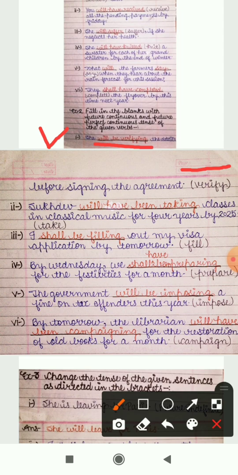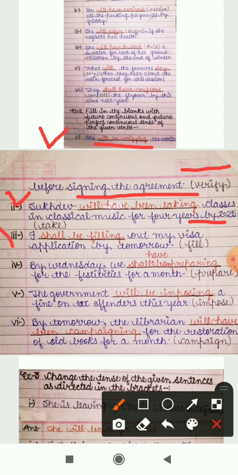So we have filled, she will be verifying the details before signing the agreement. Second sentence is Sukhdev dash classes in classical music for 4 years by 2025. Here a certain point of time is being given, that is by 2025. That means we have to fill with future perfect continuous tense. That's why we have filled will have been taking. Sukhdev will have been taking classes in classical music for 4 years by 2025.